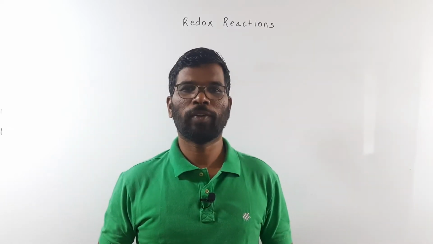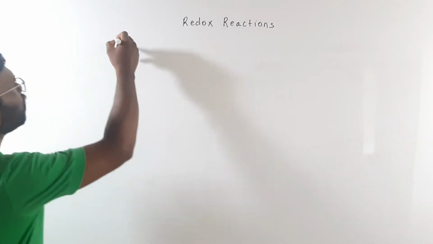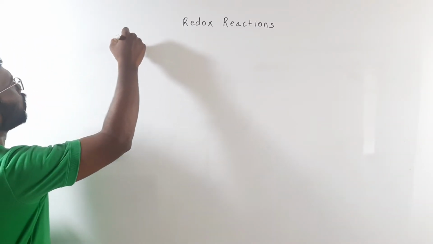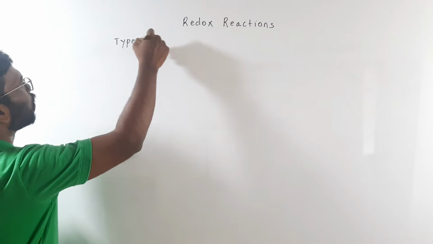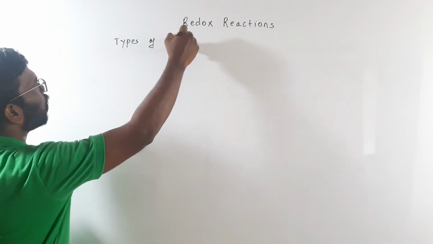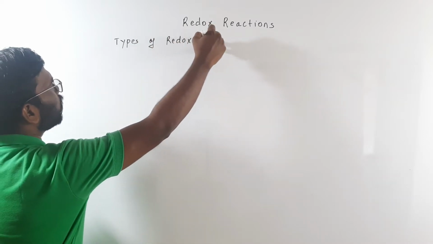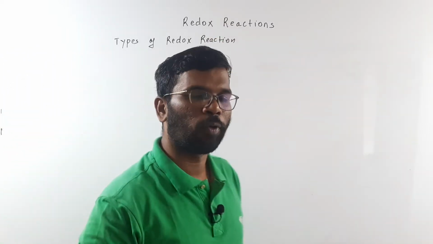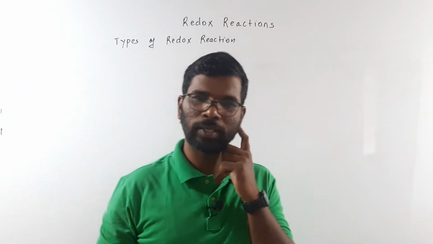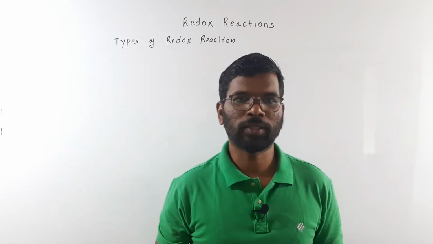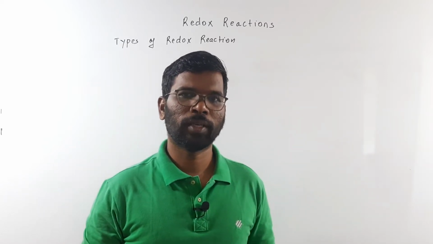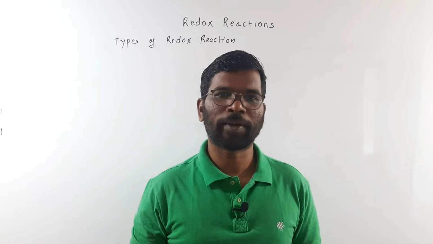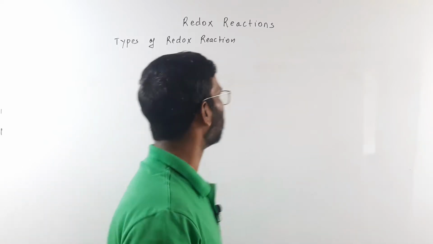Hello students, here we are going to learn about the types of redox reaction. So I will write the heading, types of redox reactions. There are four types of redox reaction. One is a combination reaction, then a decomposition reaction, then a displacement reaction, and the last is disproportionation reaction. So I will write here.